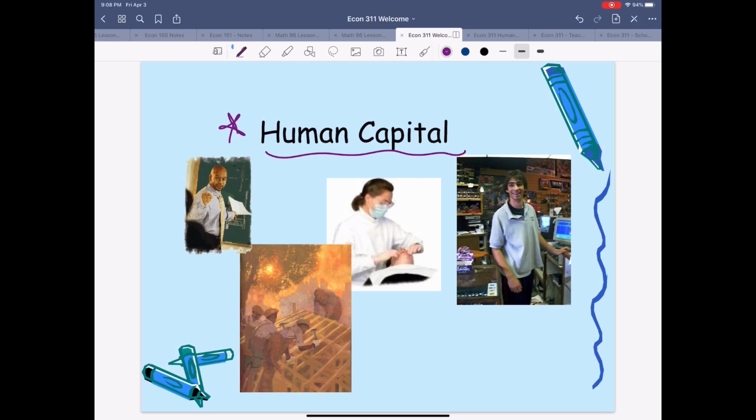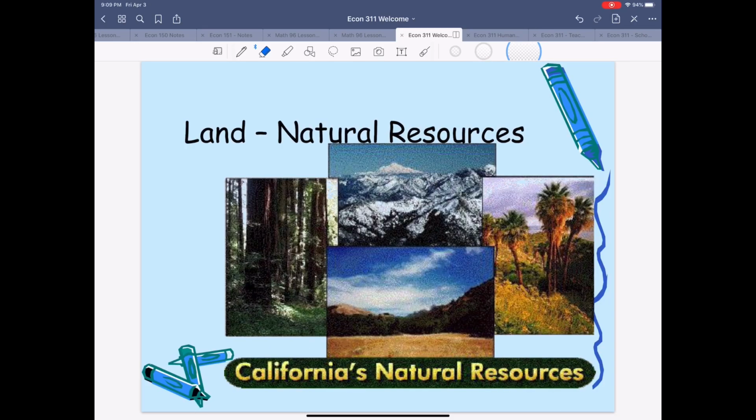So here we have a few images here, but I don't want you to think that human capital is just some boring, ordinary thing. It is the most important thing our students possess and the thing that we're going to be most excited about helping them understand and develop. The next one is land or natural resources. These are the gifts of nature. So pretty easy to identify.